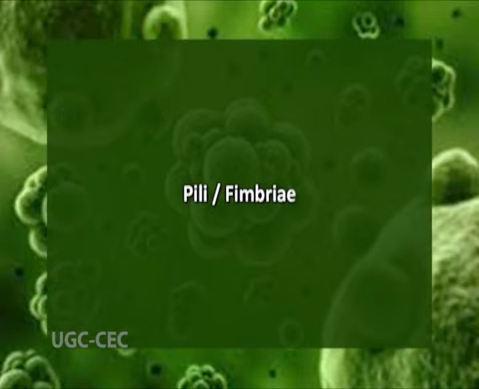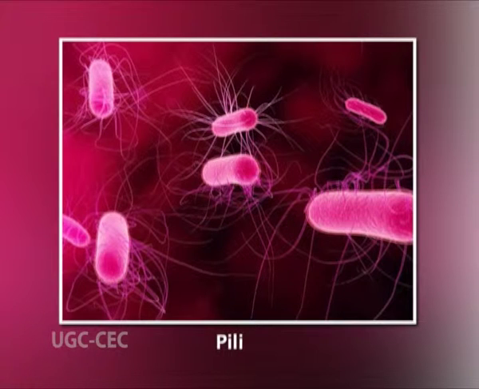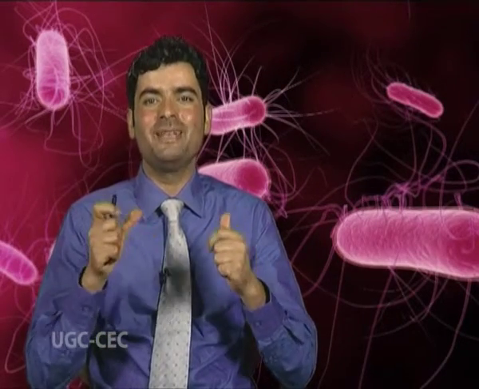Now the pili or fimbriae. Hair-like proteinaceous structures that extend from the cell membrane to the external environment are pili, which are otherwise known as fimbriae. They are thinner, shorter and more numerous than flagella, and they do not function in motility. The fimbriae are composed of subunits called pili.